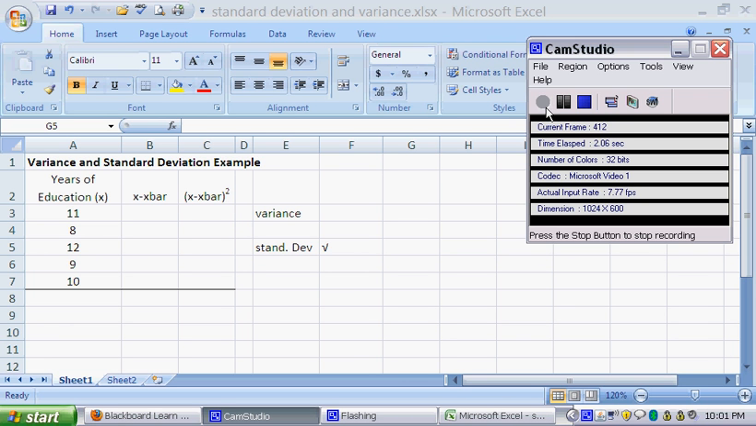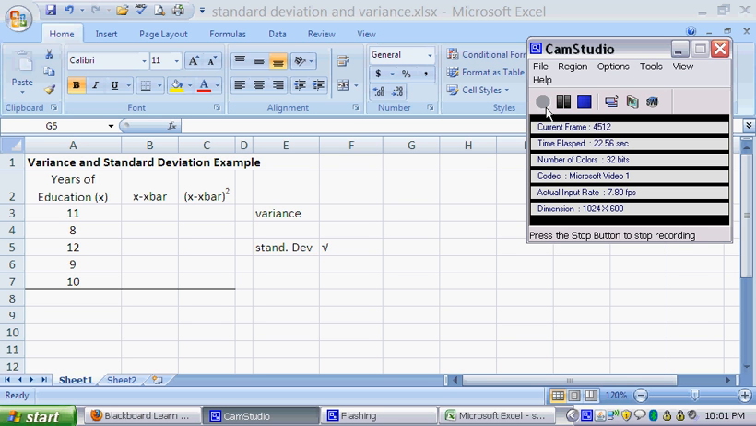Hi everyone, so this is the same example that you saw in your PowerPoint slides. So you can print this out and please take notes on it so that you have a good idea of what's going on. Okay, so years of education is our variable, that's x. We have 11, 8, 12, 9, and 10. Then the next column over is x minus x bar.